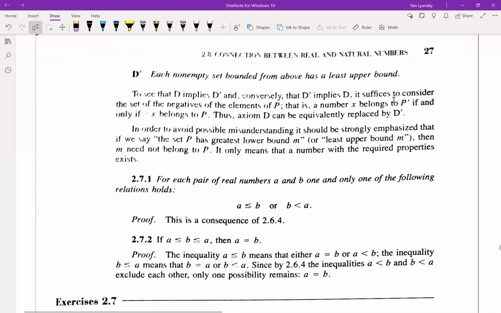For example, take all rational numbers less than the square root of 2. That's a set. I'm talking about the least upper bound, not the greatest lower bound; you just make it a negative, but no big deal. The least upper bound would be the square root of 2, but it's not in the set. It's not a rational number.